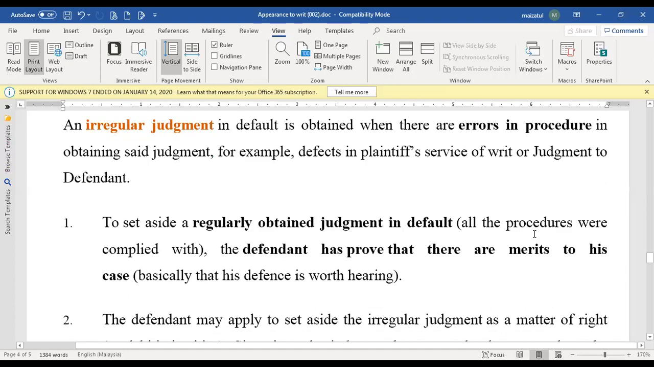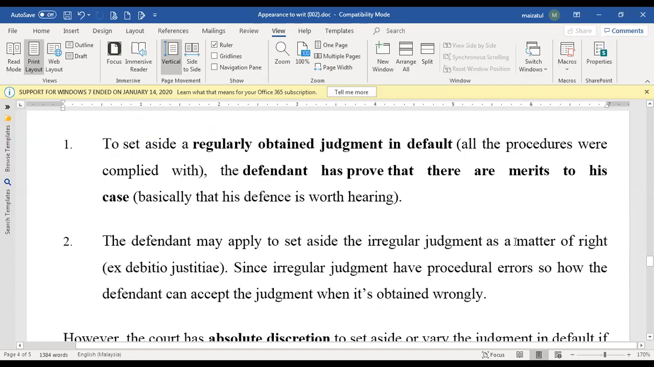Okay. So what is the effect in setting aside a regular judgment, and what is the effect in setting aside an irregular judgment? Okay.